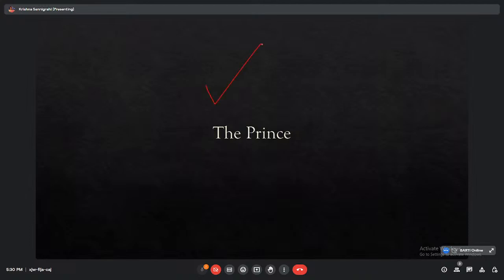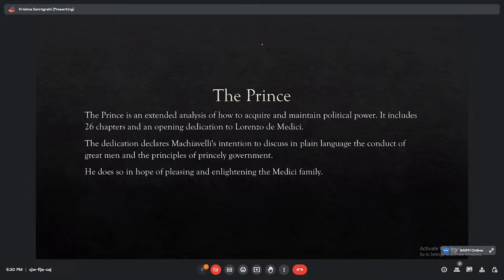Now we are taking up the text, which is The Prince. The Prince is an extended analysis of how to acquire and maintain political power. It includes 26 chapters and an opening dedication to Lorenzo de' Medici. The dedication declares Machiavelli's intention, what? His intention to discuss in plain language the conduct of great men and principles of princely government.